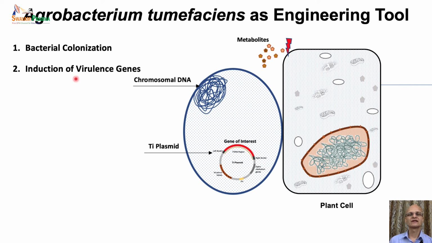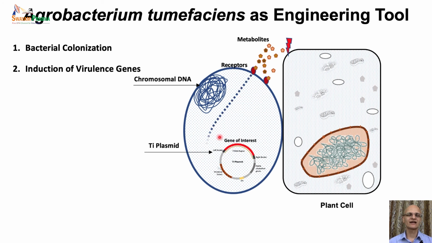Now the VirA receptors, which are present on the bacterial membrane, interact with the secondary metabolites, and they start a cascade of signals to initiate transcription from the virulence region. So this interaction between the VirA receptor and secondary metabolites starts the signals for the induction of transcription from these virulence genes. The next step is T-DNA processing, that is, preparation of the T-DNA to be transferred to the plant cells.